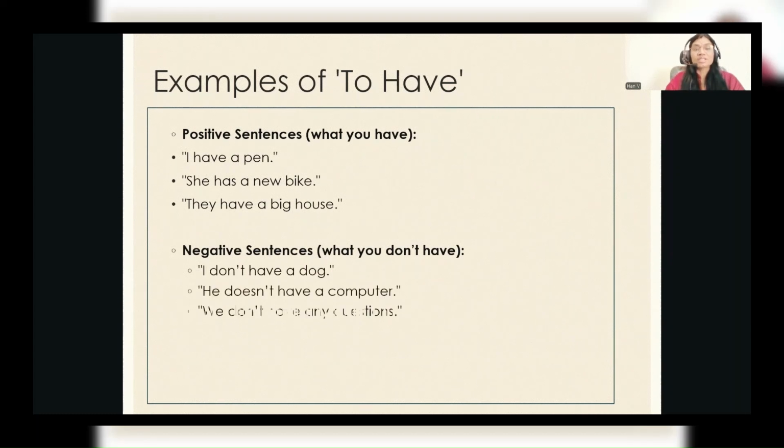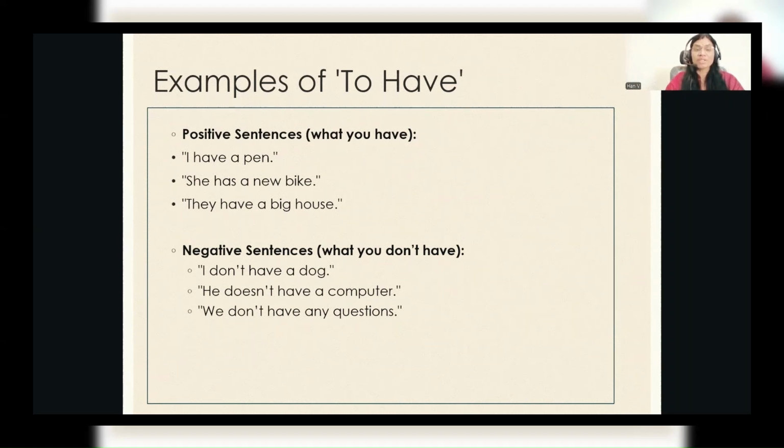To produce negative sentences, that means to talk about what you don't have, you have to say, I don't have a dog. You can also say, I do not have a dog, but it sounds better if you use the shortened form or the weak form, and you can say, I don't have a dog. I don't have a dog because it's negative. Similarly, you can say he does not have a computer, but it sounds better if you say he doesn't have a computer. So he doesn't have a computer.